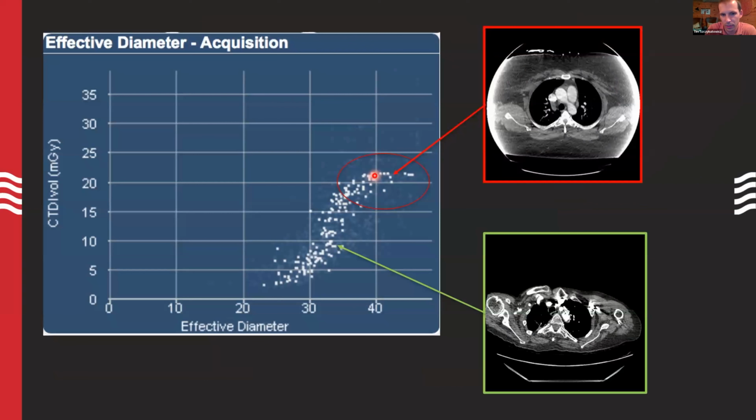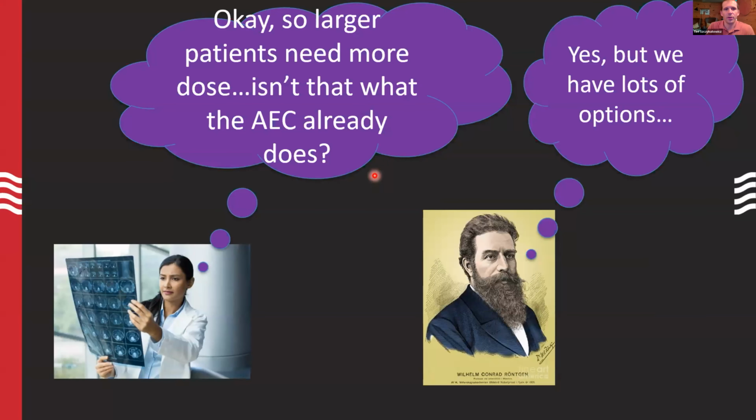We're going to talk more about using dose tracking to help optimize things, but I just wanted to introduce these concepts at this point. Okay, so larger patients need more dose, but isn't that what the AEC already does, right? Do we need to worry about this? Yeah, we do, but there are a lot of options. We're getting to a stage now where some state-of-the-art scanners, and I'll show an example, have pretty advanced AEC algorithms that work pretty well across really big patient size changes, but most of the scanners that we're going to see in practice today are not able to do that.